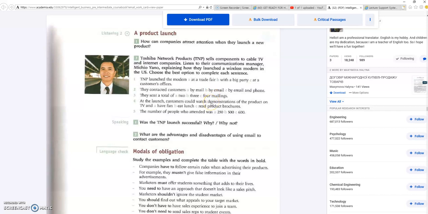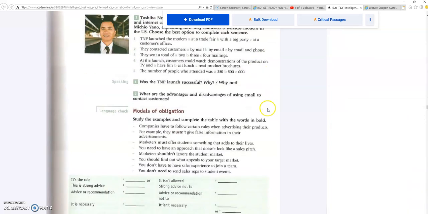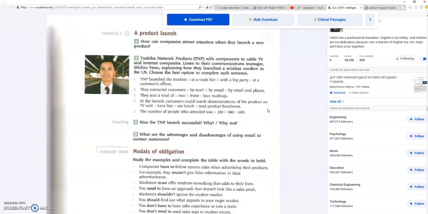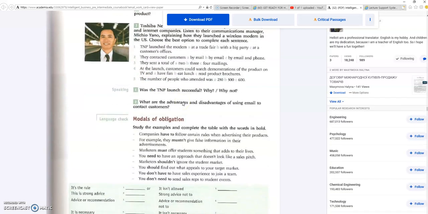Okay, we're back for the second part of Lesson 5, and we're looking at page 79, Unit 9, and there's not much that we're going to do here at the top. The listing, I just don't think that there's much value for you in this little audio presentation about Toshiba network products. So we're just going to scroll down to how to use modals.